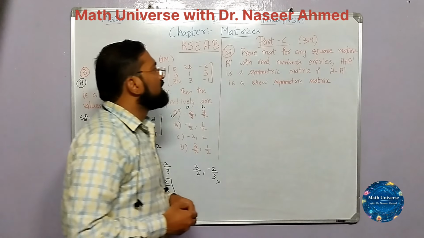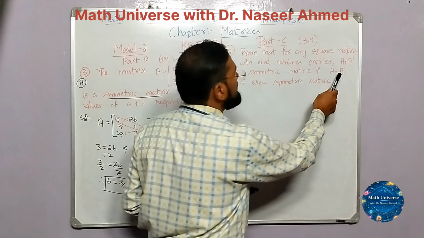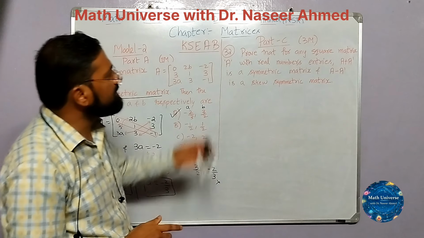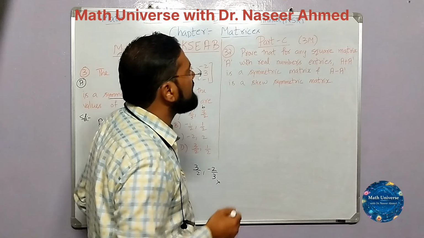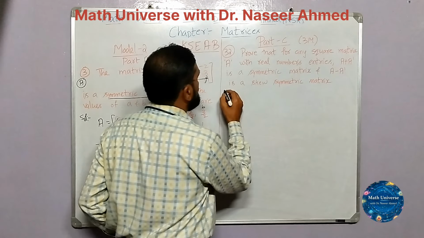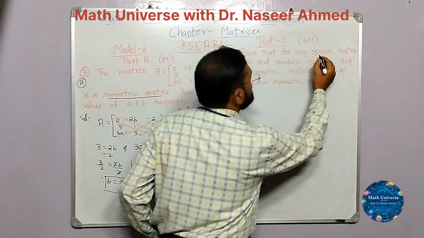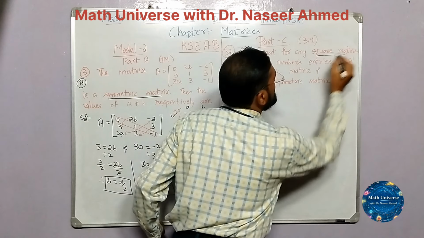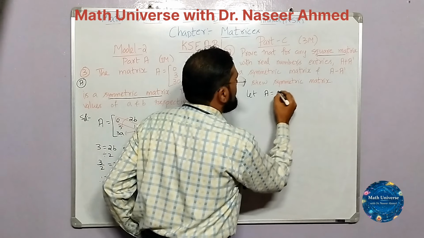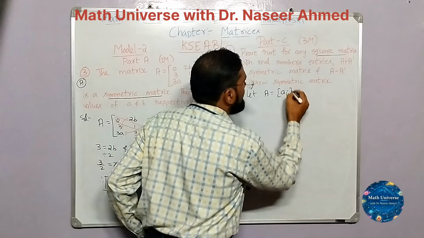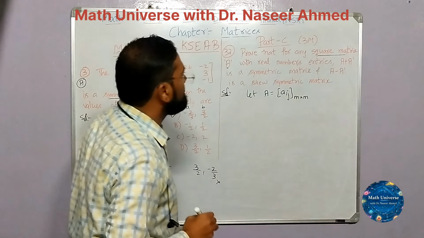Prove that for any square matrix A with real entries, A plus A transpose is a symmetric matrix and A minus A transpose is a skew symmetric matrix. A 3-marker question. In our matrices concept video, we have discussed this derivation, but let us redo it again, no problem. Coming to the solution or the proof of this, they said this matrix A is any square matrix. So let us take A as Aij, and here I am mentioning M cross M, which is nothing but a square matrix of order M.